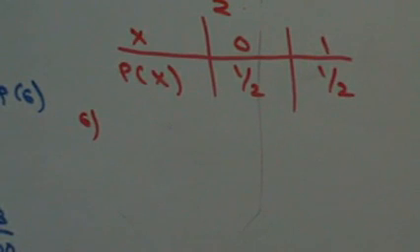An unbiased coin is tossed 3 times. X is the number of tails observed. Find the probability distribution of x.